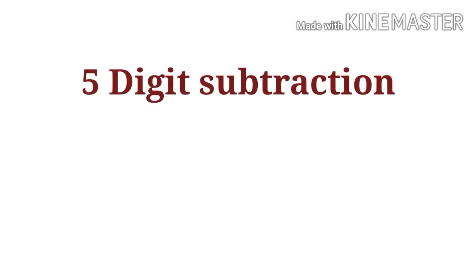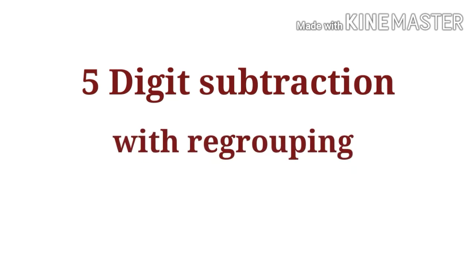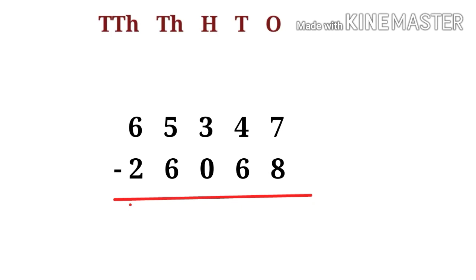Today, let's learn how to do 5-digit subtraction with regrouping. Now, let's take two numbers, 65,347 and 26,068. First, write the numbers one below the other according to the place value table. But remember one thing, the greater number always will be on top. So we can start our subtraction.